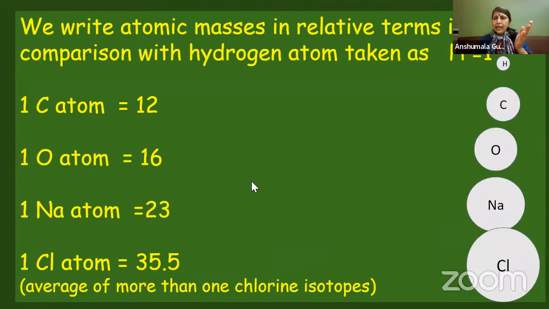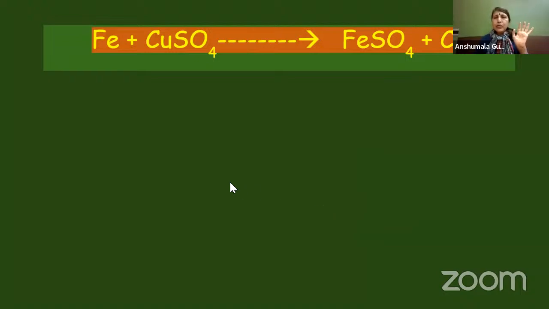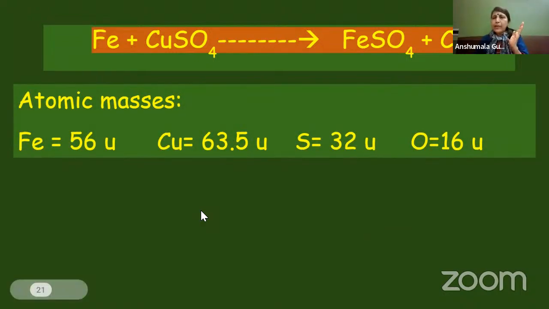So, and usually we don't write the unit, we just say in comparison to hydrogen. We write in relative atomic masses. So hydrogen we take as 1, and then we say carbon is 12, oxygen is 16, sodium is 23, chlorine is 35.5, because it's taken as an average of isotopes. So here let's write this in atomic masses. These are the atomic masses of various elements involved in this reaction.